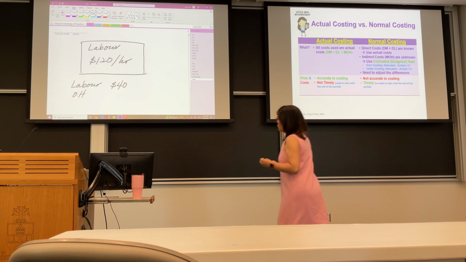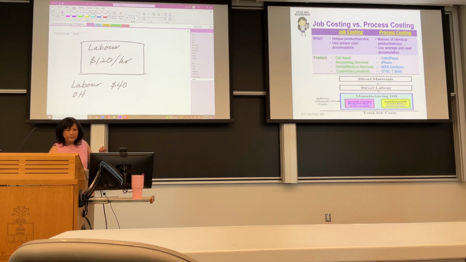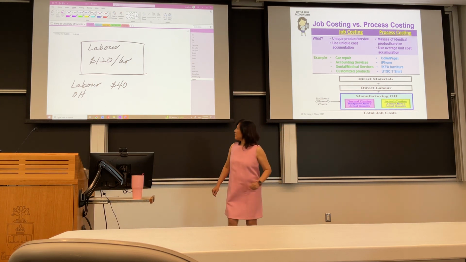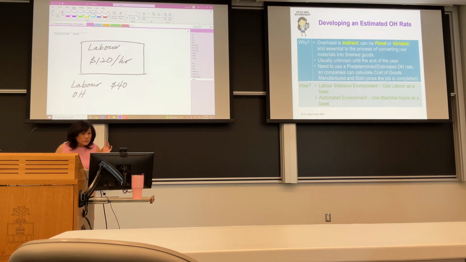When I charge labor, I also charge overhead based on labor. This is called the base. Whatever you do, the base, the actual quantity. So based on labor, I'm going to charge $40. So for $1 of labor, I also charge $1 of overhead. So this is a 1-to-1 ratio.